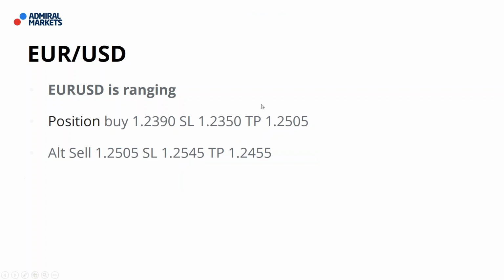So this is euro dollar. We are going now through this week's setups. We have a euro dollar here. It's ranging.